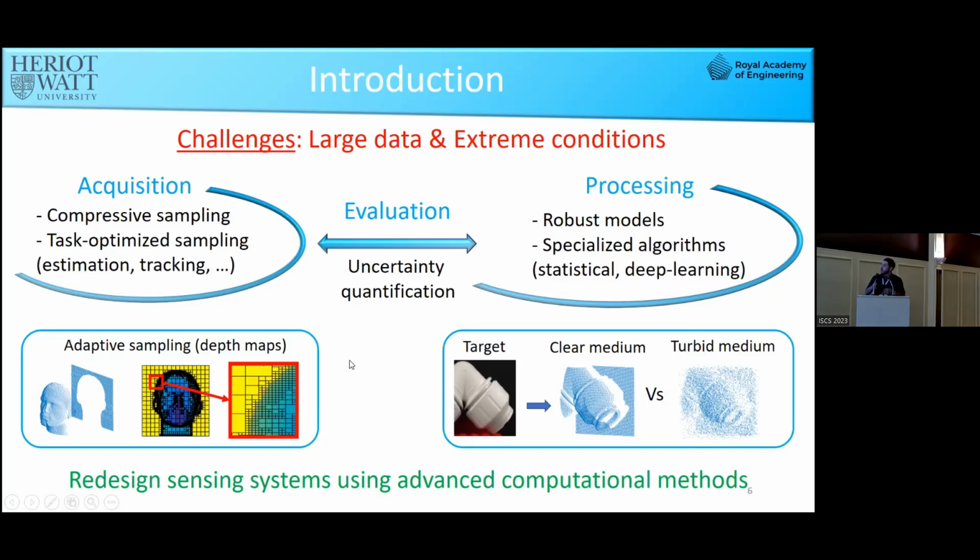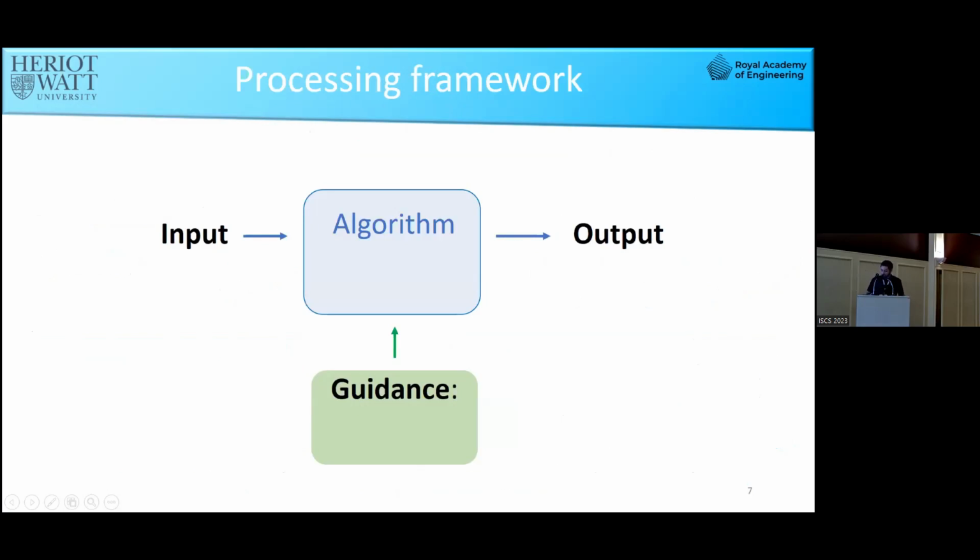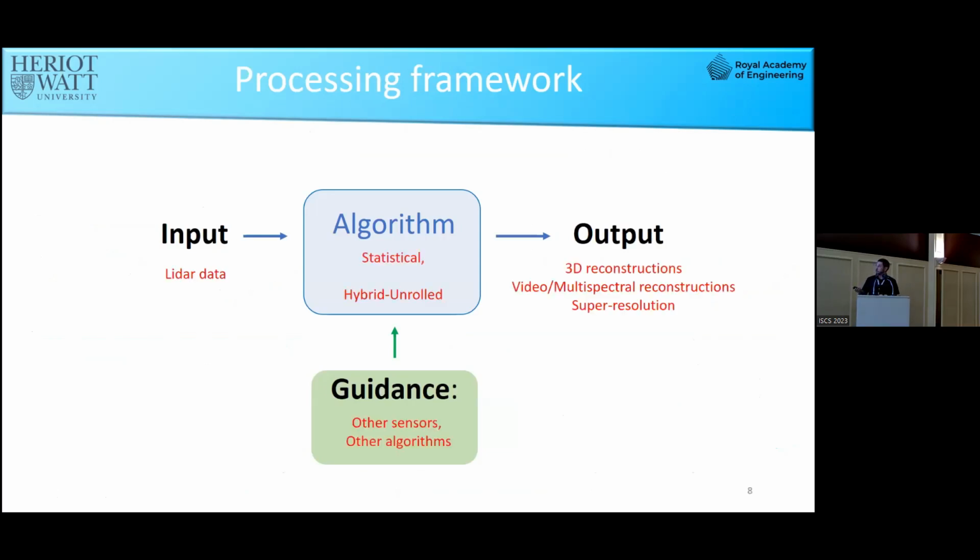So in my group, we propose different solutions in both directions, but today I will be talking about the processing side. And this is the framework that I will follow. I will assume that I have some input. We will design algorithms that take into account guiding information to provide us with some output. More precisely, as input, we consider that we have LiDAR data. In terms of algorithms, I will be talking about statistical algorithms and how we can unroll these into a network to solve problems related to 3D reconstruction of high dimensional data, such as 3D videos, and how to perform super resolution. All that while taking into account some side information that we might have from other sensors or other algorithms.